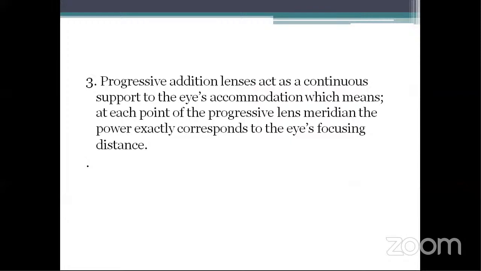Next, progressive addition lenses act as a continuous support to the eye's accommodation, which means at each point of the progressive lens meridian, the power exactly corresponds to the eye's focusing distance.